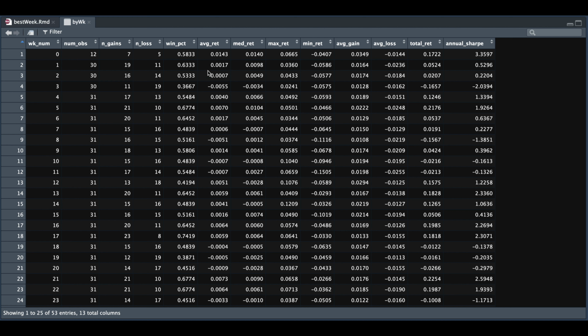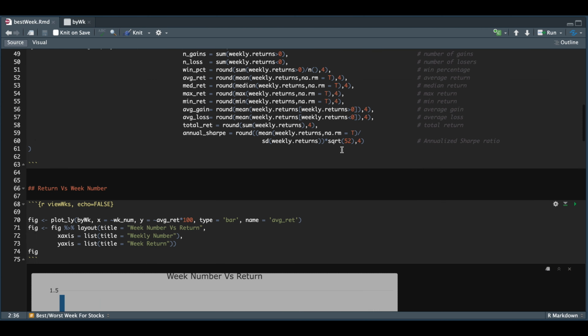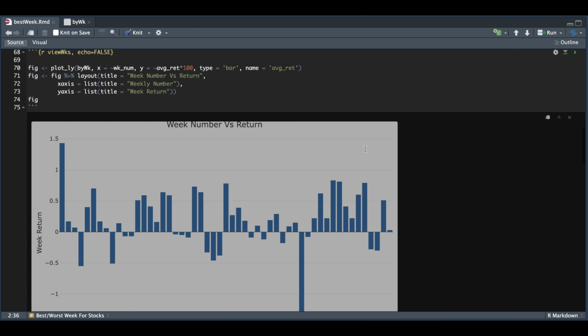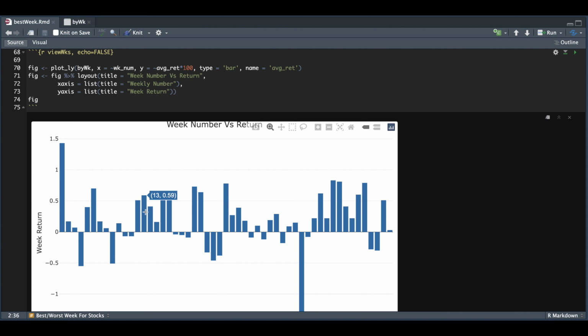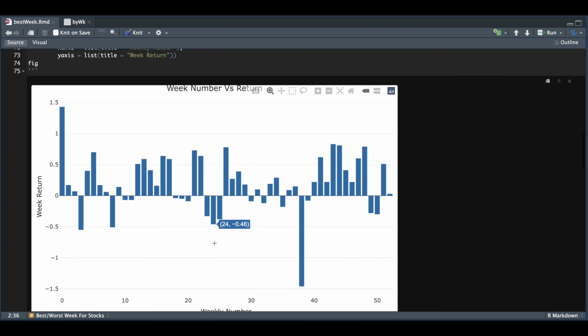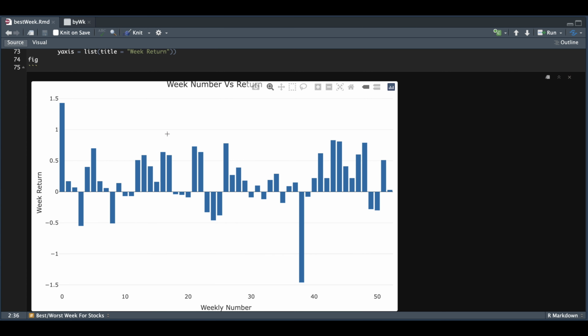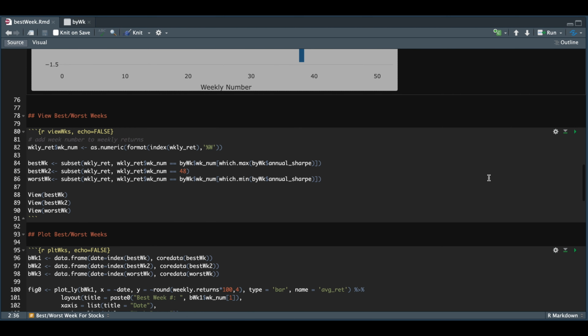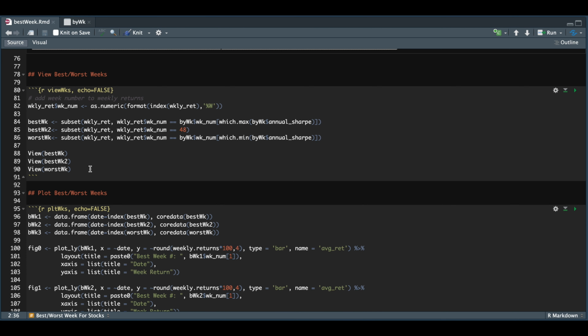In the next block of code, we're going to plot the average return along with the week number. So going back here in this very next block, we're going to use Plotly. And we kind of see clusters of positive returns and a few negative ones. By using our table of stats, we're going to extract the instance with the highest Sharpe and the one with the lowest. So here in this next block, we're going to extract the best and worst occurrence.